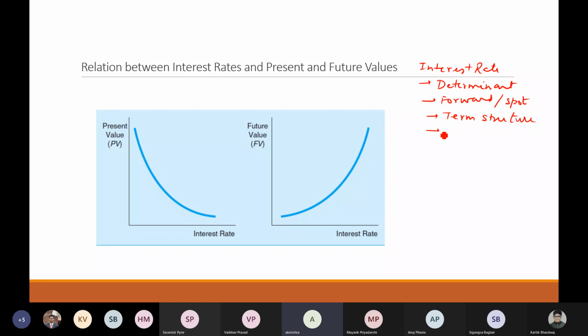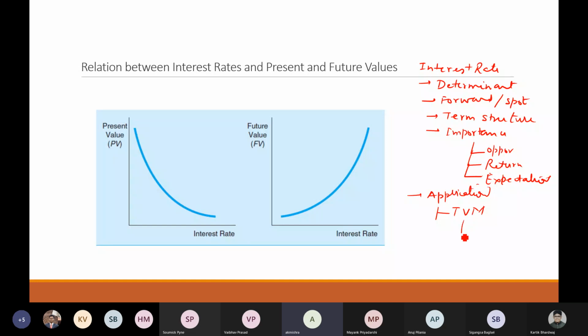And after that, we discussed why interest rate is important, where we talked about opportunity cost, basic return, and expectation. So all these things we talked about. And after that, we started our discussion on application of interest rate. Within that, we were discussing time value of money.